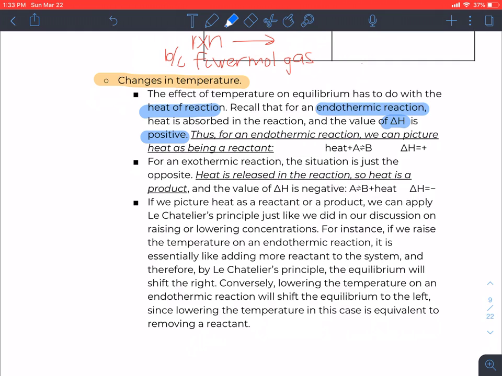For an endothermic reaction, we can picture heat as being a reactant, and this is pretty important, okay, because you're going to treat heat just like a reactant or a product. So here you have heat plus A yields B. For an exothermic reaction, the situation is just the opposite. Heat is released, and so heat, therefore, is a product.